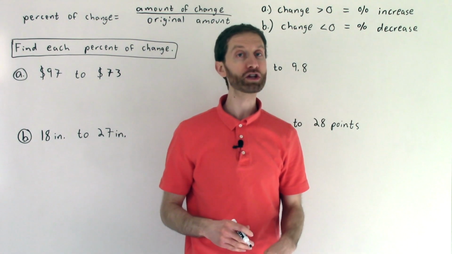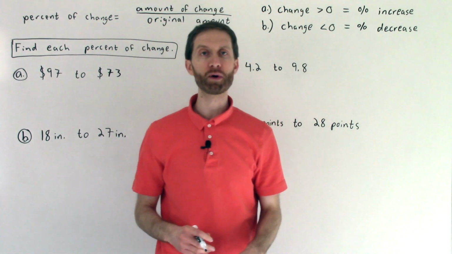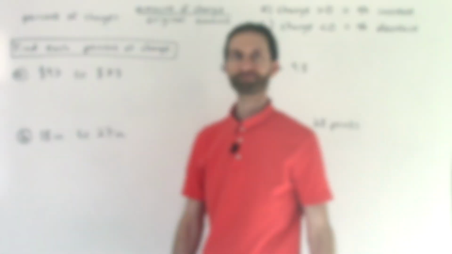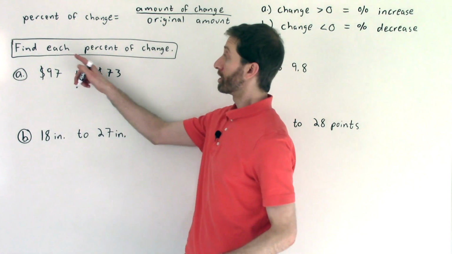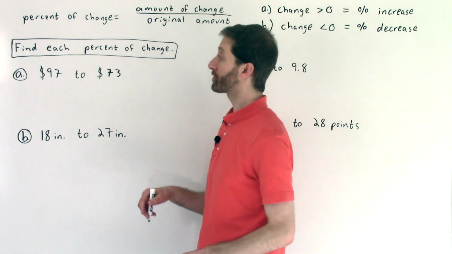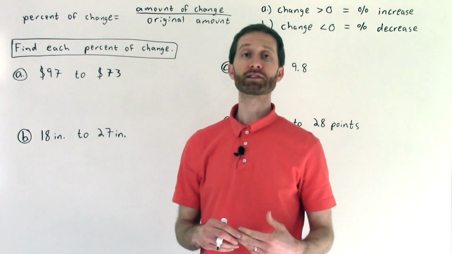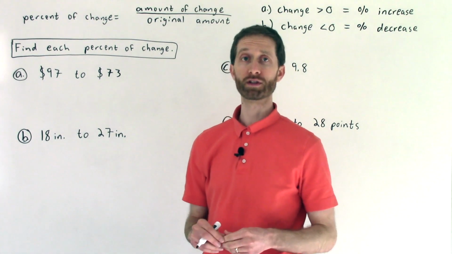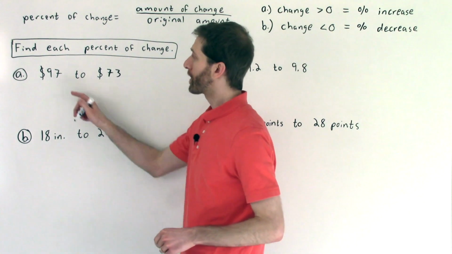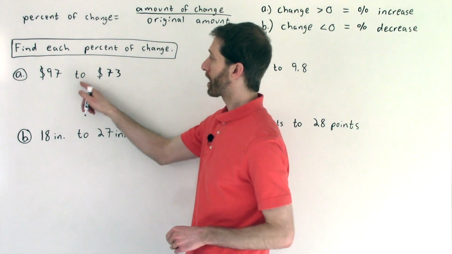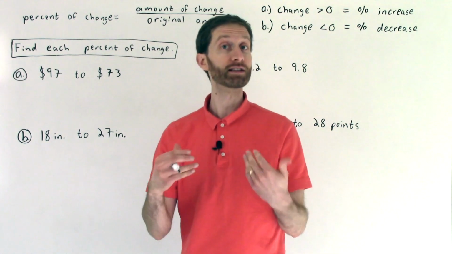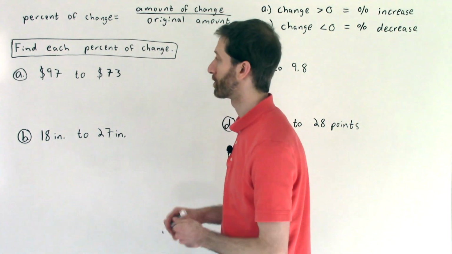Without any further ado, let's solve some of these problems, shall we? We shall. So what we have here is find each percent of change. And you're also going to be asked to clarify whether or not the percent of change is an increase or a decrease. Let's roll. So we've got that we've gone down from $97 to $73. So right from the onset, you know this is a percent decrease problem.